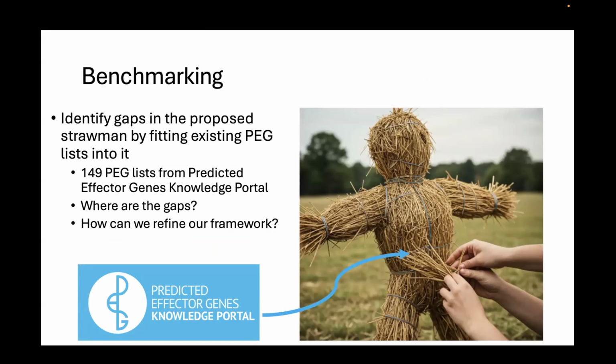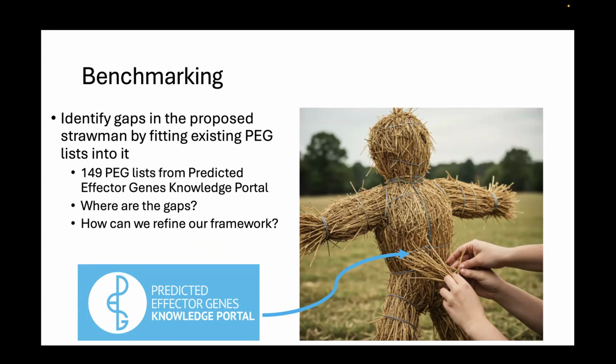For benchmarking, this was the idea that Aoife alluded to earlier. This is basically identifying the gaps in the straw man by fitting the existing PEG list into it. So if we develop this minimal framework, we take, say, the 149 PEG list from the Predicted Effector Genes knowledge portal that Maria worked very hard to curate, and ask, where are the gaps? If we try to force this to fit into a framework, is it working?